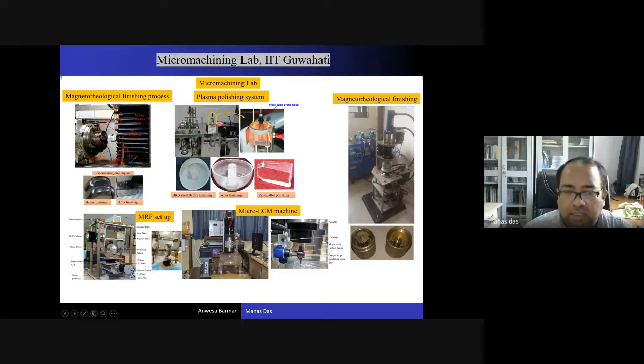Any kind of micro channel, micro hole, micro things, we can do, and micro milling also, using this setup. And now we are doing this micro EDM also.